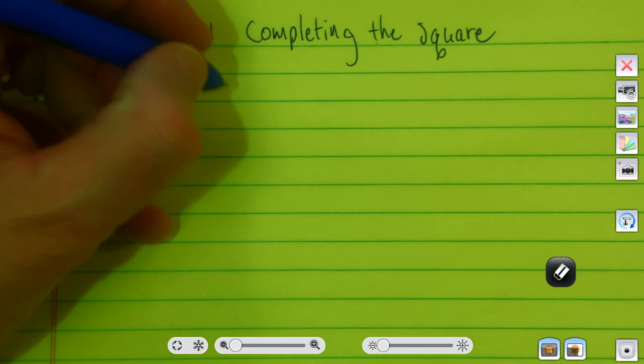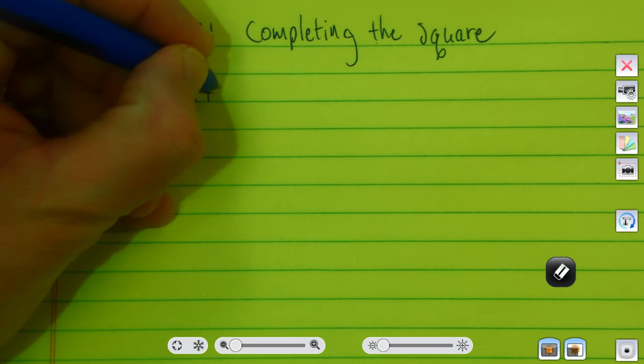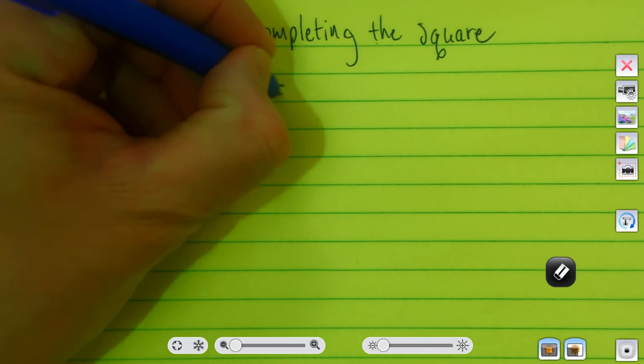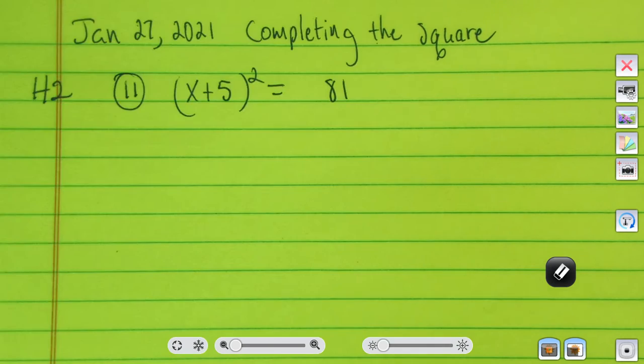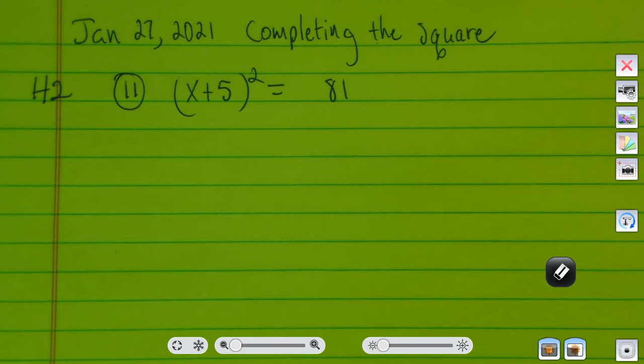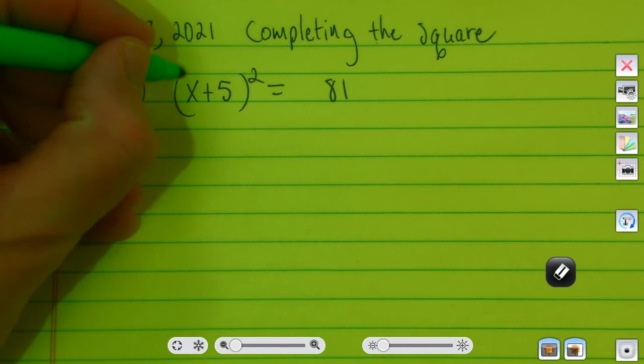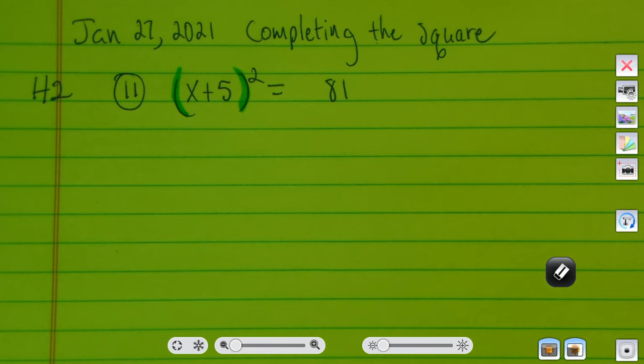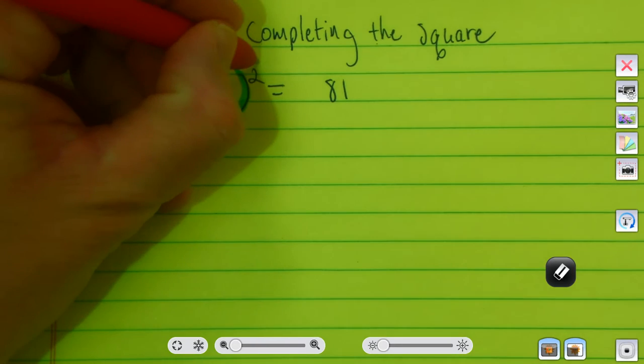And the problem itself is x plus 5 squared equals 81. Now, this is different because we have a binomial that is squared instead of just a variable squared. But we can still take the square root of both sides.